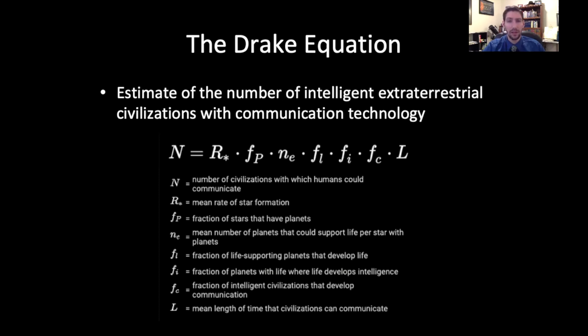Let's say that f sub i, the fraction of planets with life where life develops intelligence, is 1 in 100, 0.01. Let's say that f sub c, the fraction of intelligent civilizations that develop communication, is 3 per 100, or 0.03. And let's say that L is still a million years. From those numbers, the result is that we would be alone in our galaxy.